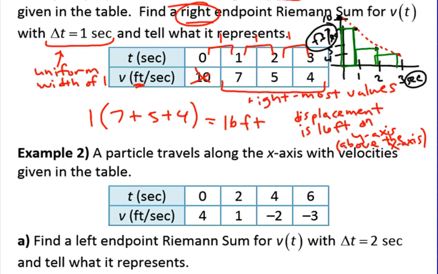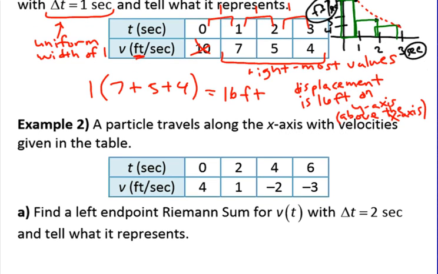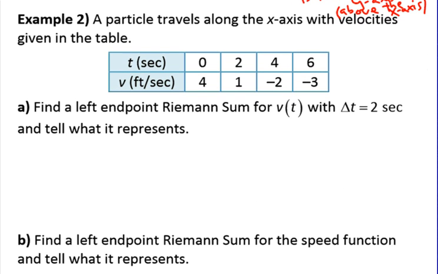All right, so our last example, example 2. We have the same scenario going on here, but this time we're traveling along the x-axis with velocities given in the table. So we want to find this time a left Riemann sum given uniform width of 2 and tell what it represents. So the leftmost values are going to be these values, so we don't care about the -3.